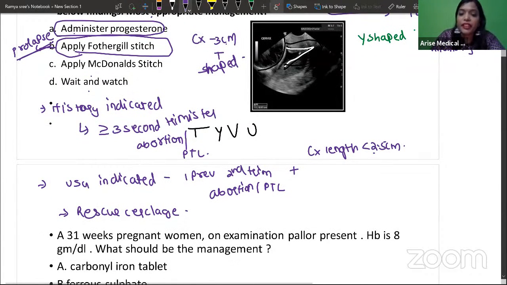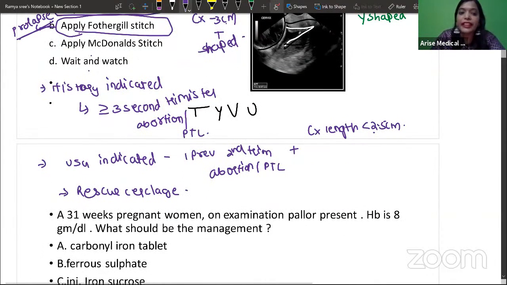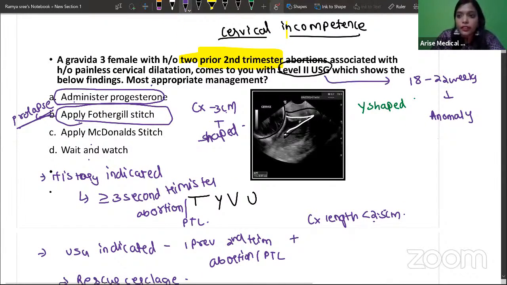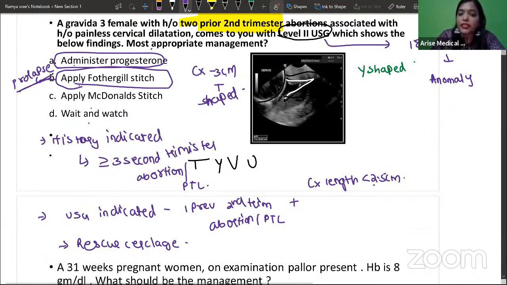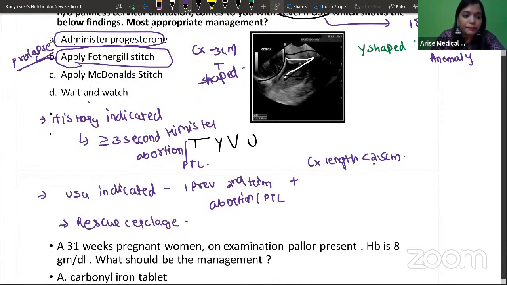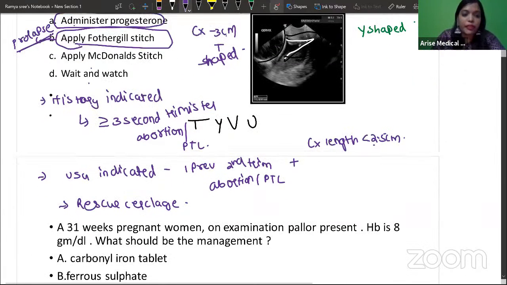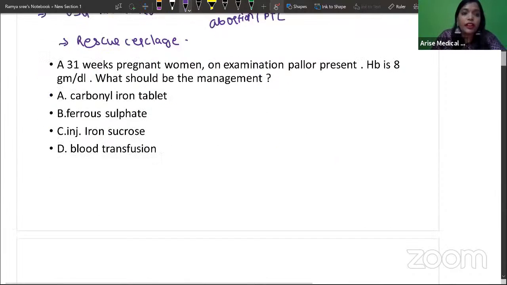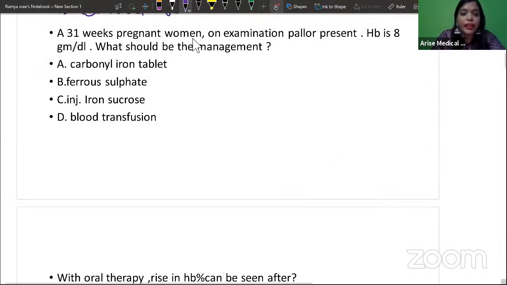So here we learned TVS and the indications for cerclage operation. That is history indicated, USG indicated, and rescue cerclage. Okay. Next question. A 31 weeks pregnant woman, on examination pallor present, hemoglobin is 8 gram per deciliter. What should be the management?